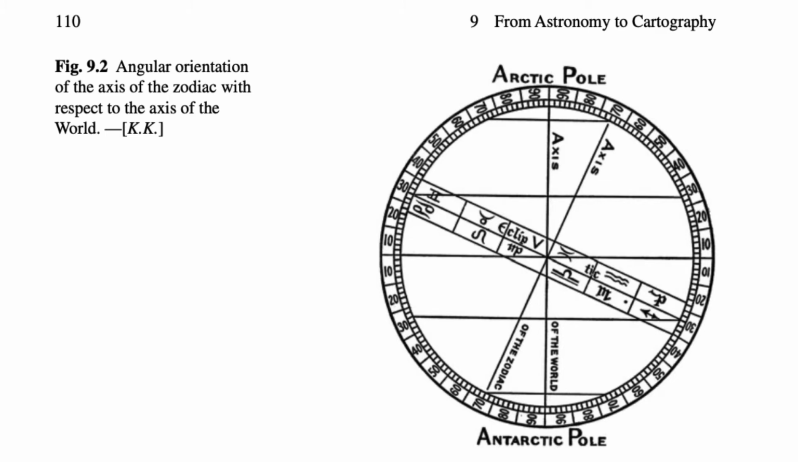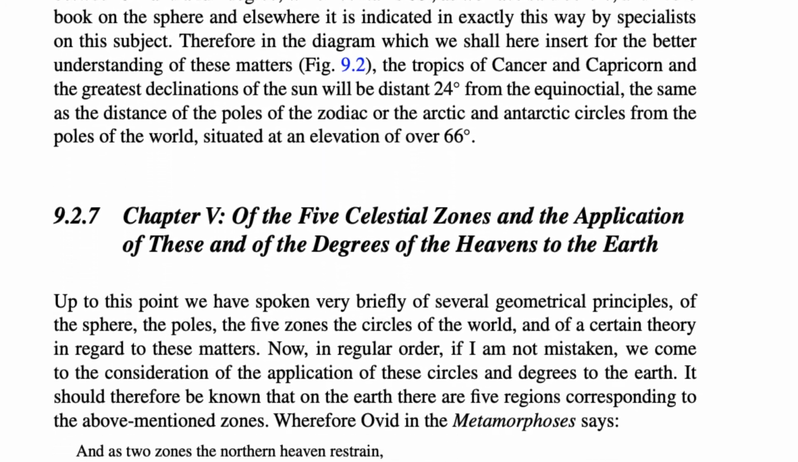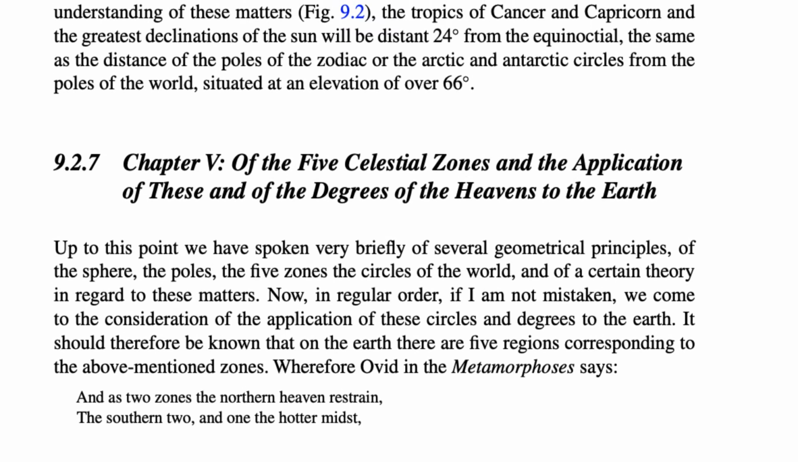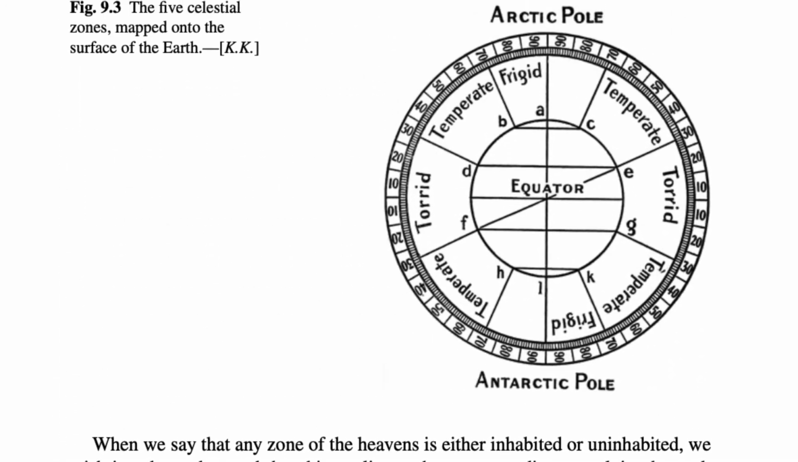Okay, and so let's now look at chapter 5. So the next chapter, chapter 5, he says, of the 5 celestial zones and the application of these and of the degrees of the heavens to the earth. Now this is where, after having this entire time been talking about astronomy and the divisions of this celestial sphere into zones and degrees and tropics and so on, now he's going to show how this can be applied to maps of the Earth. So he's going to take this sphere and project these lines down onto the surface of the Earth. And that is what he is doing then in figure 9.3.